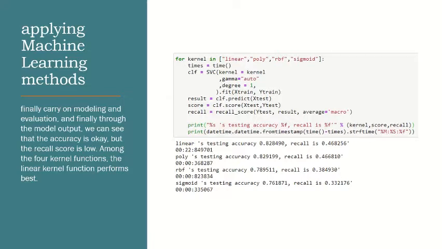So we can see the accuracy is okay. So just look at the right hand side, you can see the testing accuracy. So actually it's okay for that. It's fine for accuracy, but the recall score is low, so you can see just 0.5, 0.4 or 0.3. So among these four kernel functions, the linear kernel function performs best.